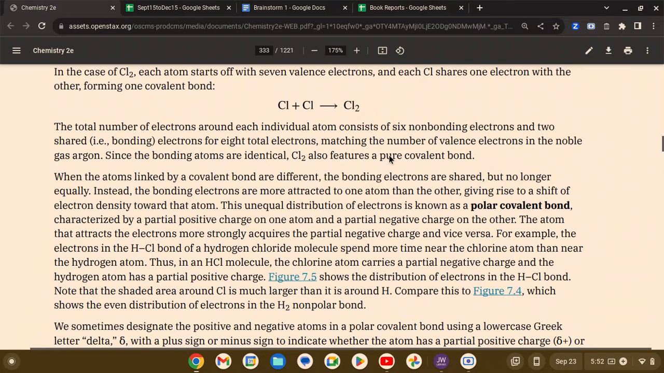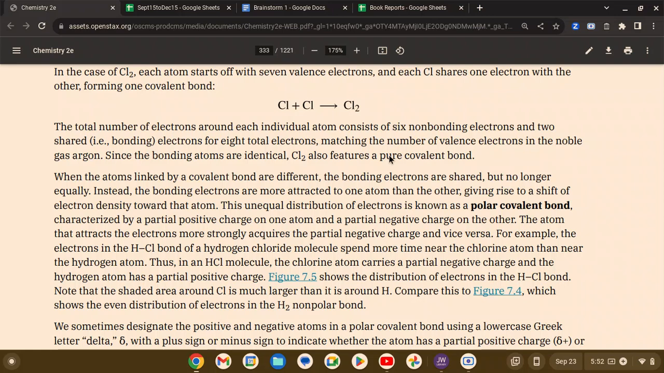In the case of Cl2, each atom starts off with 7 valence electrons, and each Cl shares 1 electron with the other, forming a covalent bond. The total number of electrons around each individual atom consists of 6 non-bonding electrons and 2 shared, i.e. bonding electrons, for 8 total electrons, matching the number of valence electrons in the noble gas argon. Since the bonding atoms are identical, Cl2 also features a pure covalent bond.